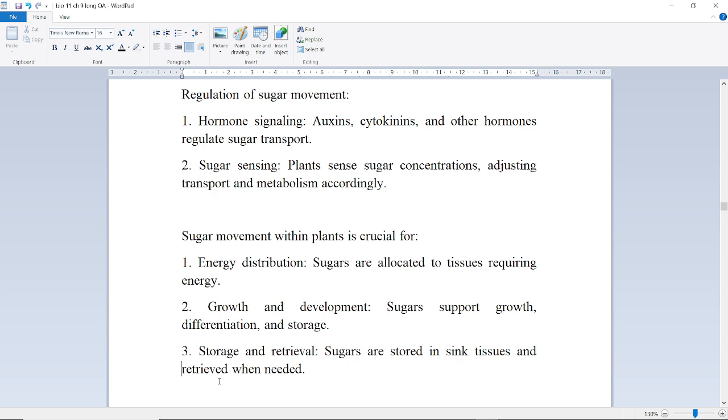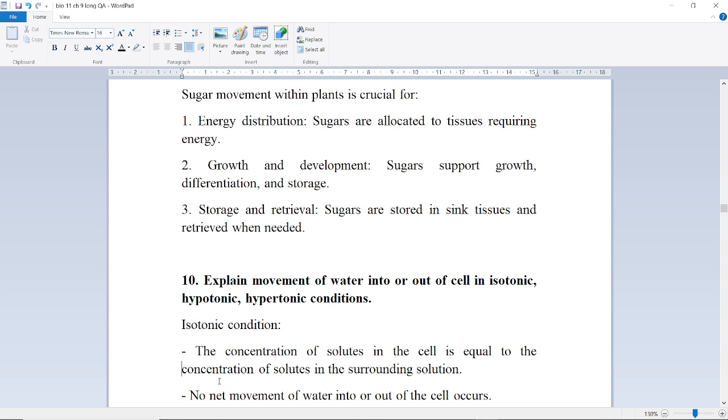Sugar movement within plants is crucial for energy distribution. Sugars are allocated to tissues requiring energy for growth and development. Sugars support growth, differentiation and storage. Storage and retrieval: sugars are stored in sink tissue and retrieved when needed.